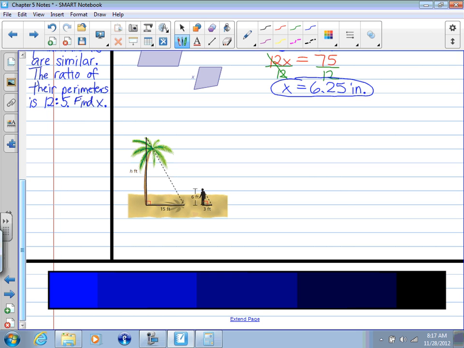Next, we'll look at example 3. You can go ahead and sketch that palm tree and the person. You might just want to use a little stick figure. Make sure you have the triangles, the right angles, and the sides: h feet, 15 feet, 6 feet, and 3 feet.